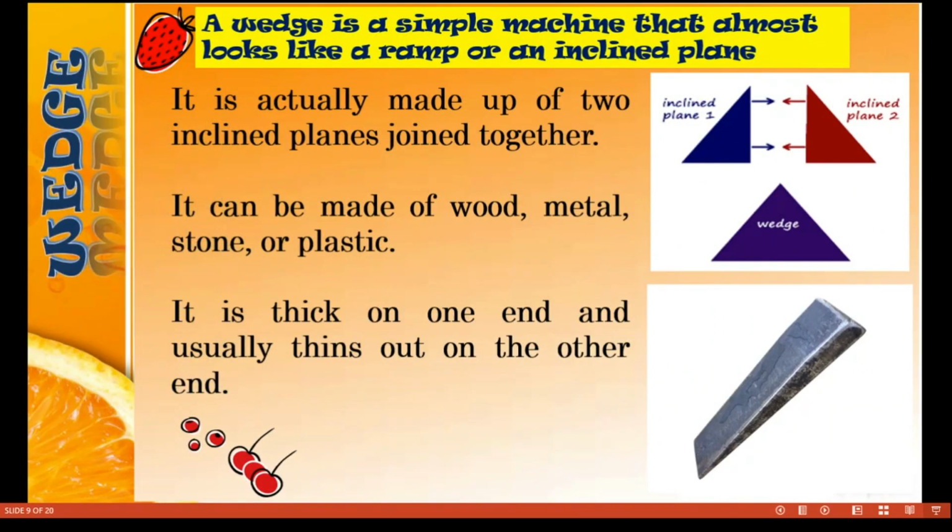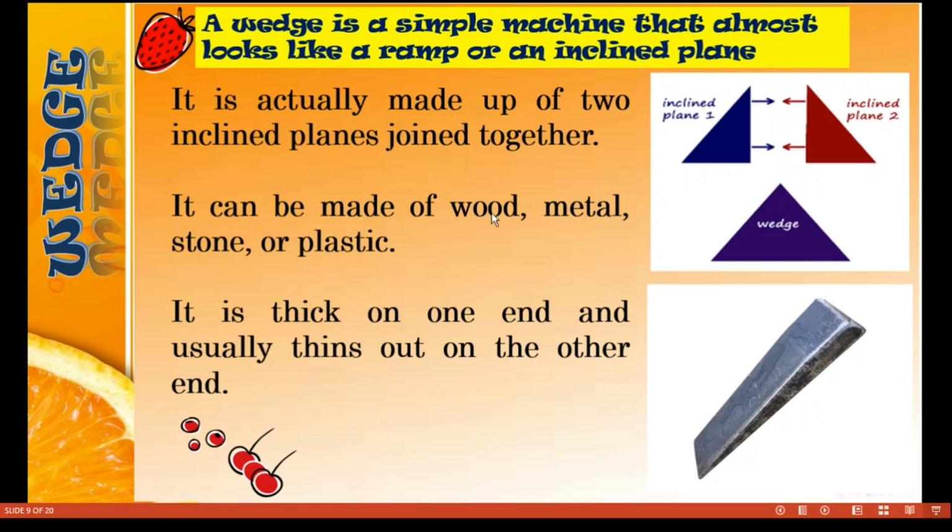Next, what is a wedge? A wedge is a simple machine that almost looks like a ramp or inclined plane. It is actually made up of two inclined planes joined together. Look at this diagram. There are two inclined planes, inclined plane 1 and inclined plane 2. These two inclined planes combine together to form a wedge. So this is called a wedge.